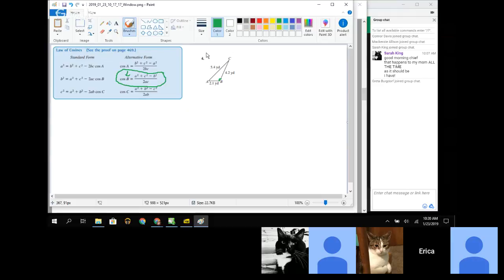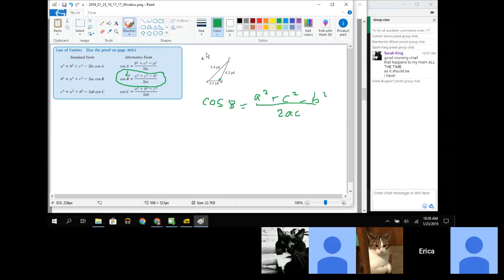So I'm just going to write this down. The cosine of B equals a squared plus c squared minus b squared all over 2 times a times c. Right? So the little letters represent the side lengths. So this is how it actually works.